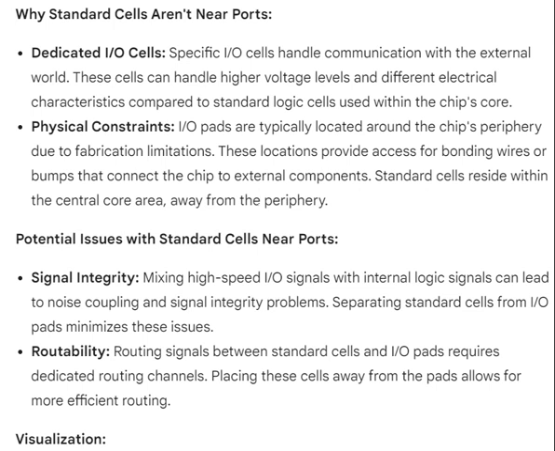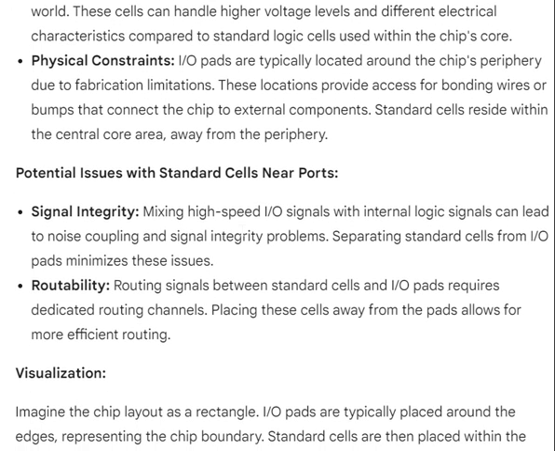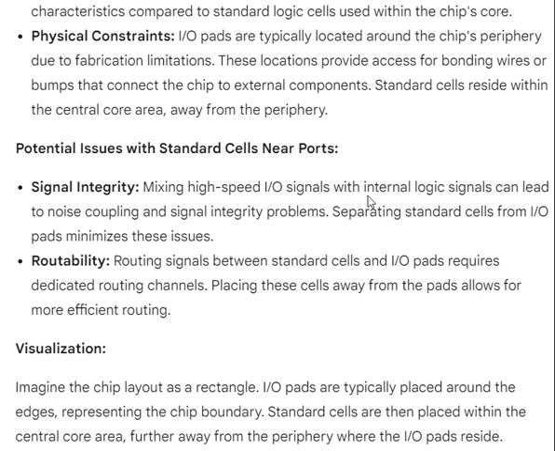These cells can handle higher voltage levels and different electrical characteristics compared to standard logic cells used within the chip's core. Physical constraints. I/O pads are typically located around the chip's periphery due to fabrication limitations. These locations provide access for bonding wires or bumps that connect the chip to external components. Standard cells reside within the central core area, away from the periphery.